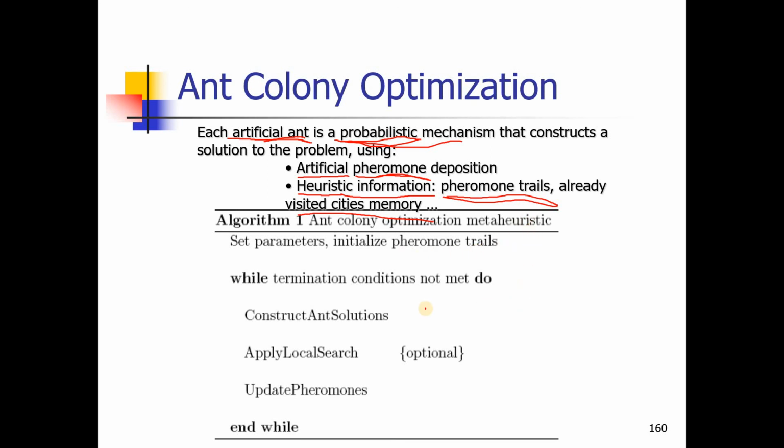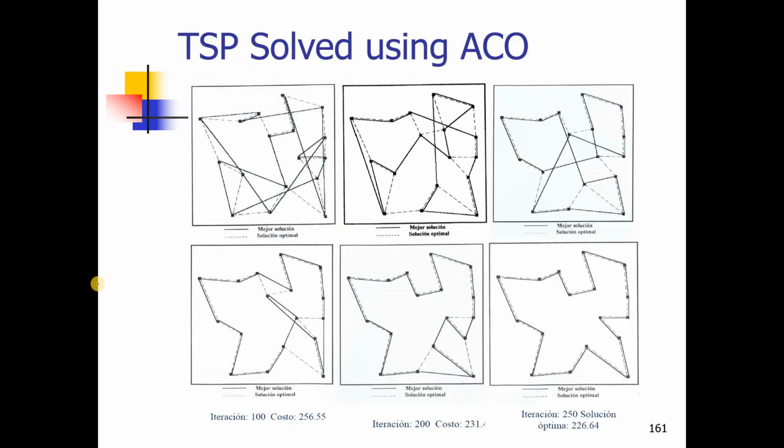So what happens? We initialize this ant colony optimization. We try to construct some basic solution, apply the local search, and keep track of these pheromones that are produced and detected. Here you will see some examples of how it works. Remember, we have already discussed the traveling salesman problem. The traveling salesman problem can be solved using ant colony optimization.